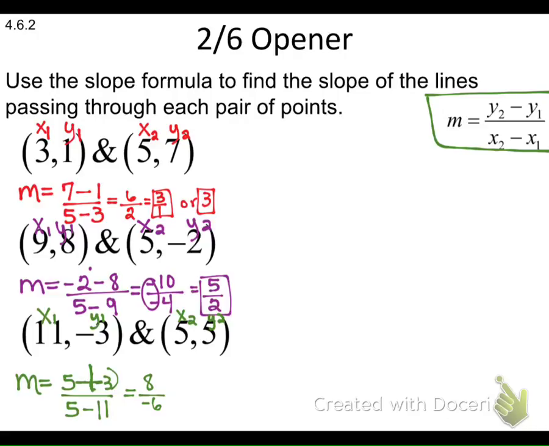Now, am I allowed to have a negative on the bottom? No, so you've got to bring it to the top. So I'm going to bring that negative to the top. Now, 8 over 6 can be simplified to what? Negative 4 over 3. Good.